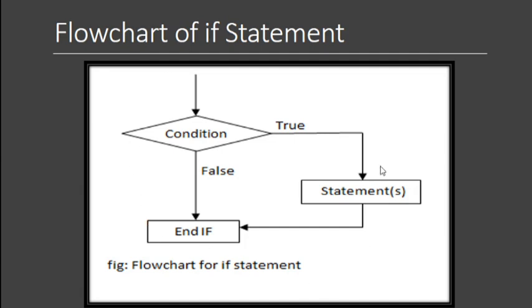So this is a flowchart of the if statement. The condition is mentioned in the diamond box. If the condition is true, the true body will be executed. After that, the statements outside the if are going to be executed. If the condition is false, it doesn't enter into the body directly; it executes the instructions outside. This is the flowchart of the if statement.